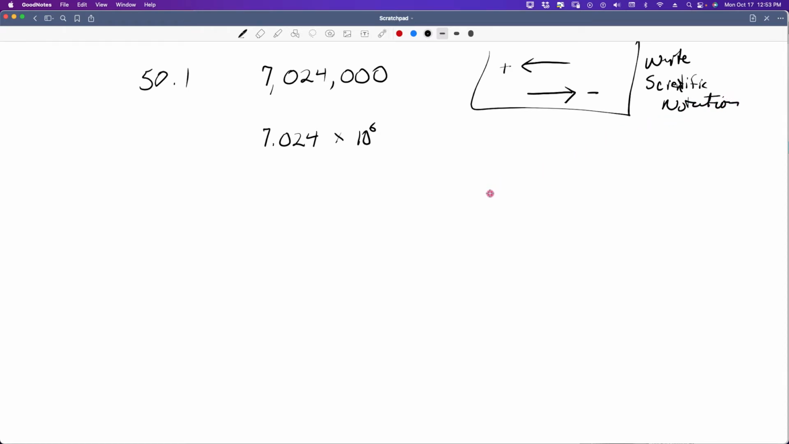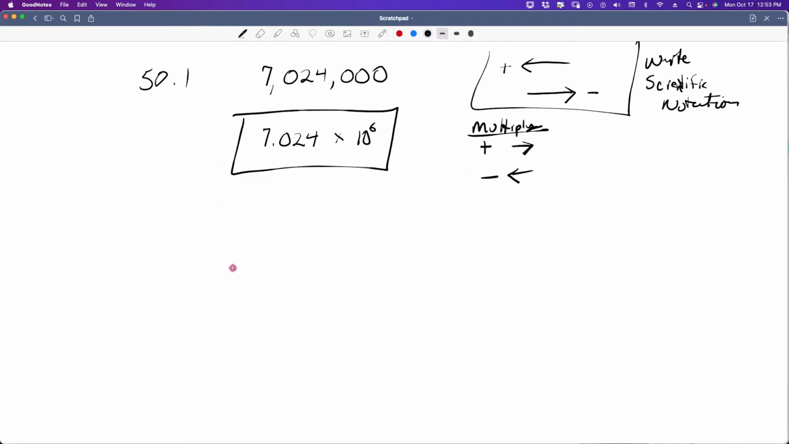All right, but when multiplying, a positive exponent means you move it to the right. This is to multiply. When we multiply this number, a positive exponent goes to the right and a negative exponent goes to the left. So it's just the opposite. When we multiply, it follows the number line. When we turn it into scientific notation, it's the opposite of the number line. So those are things that you have to kind of understand why that works. So this would be the way we would write 7,024,000 in scientific notation. Let's do 50.2.